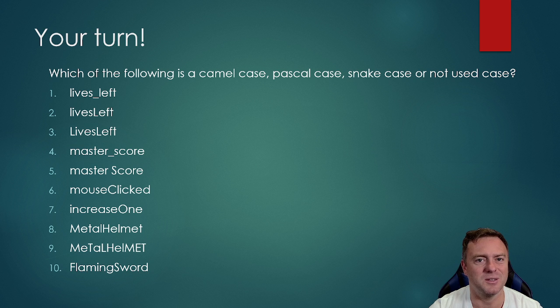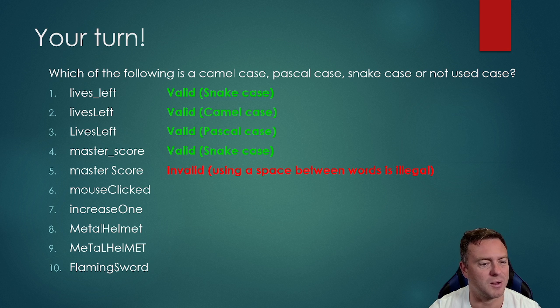Have a go at this. This is using camel case, Pascal case, snake case, or not a case. Just pause the video there. Cool. So the first one looks like snake case, so it's got all lowercase with an underscore connecting the words. The next one is then camel case because the first letter is lowercase and the next one is uppercase. And then the next one is Pascal case. Master underscore score is also snake case, so that's valid. Master with a space in between is illegal, so that wouldn't work.